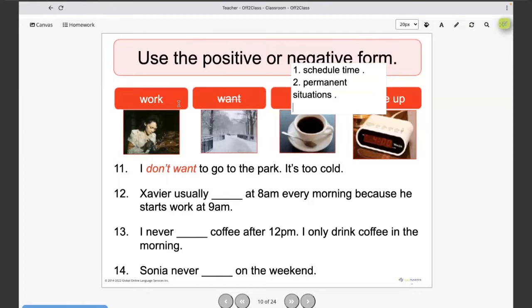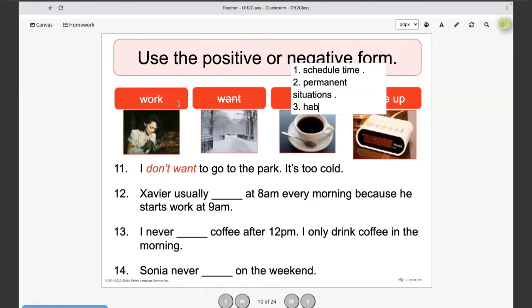I work for, let's say, Facebook company, أعمل لدى شركة Facebook, or I work at Facebook company. You say at or you say for, لدى, okay? This is it for the permanent situation. Now we go to the third use, which is about the general truth. Let's leave general truth for last.